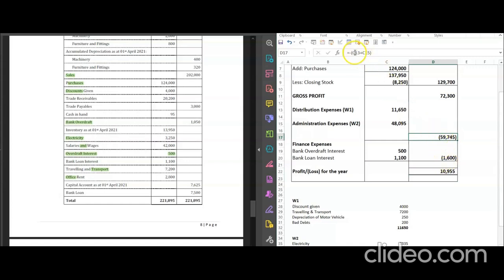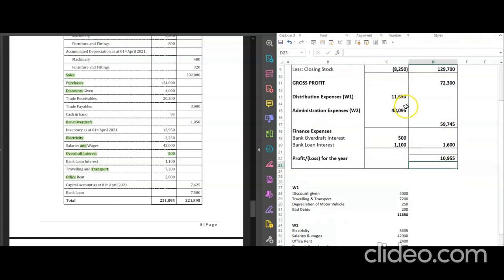So I hope you understand this, or else I'll just explain it in this way. Okay, let it be in positive figure. So let me explain in a direct way that is most comfortable for you. And 72,300 is the gross profit minus distribution expenses and administration expenses, altogether 59,745. So minus this, minus the finance expenses, you get 10,955, which is the profit for that year.